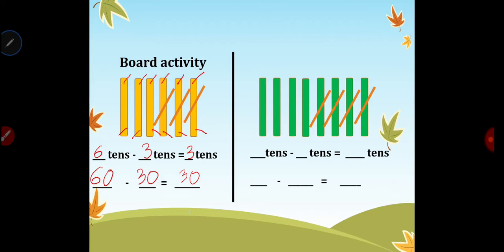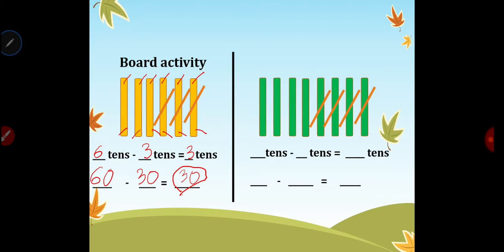Now let's read. We have 6 tens minus 3 tens is equal to 3 tens. In other words, we have 60 minus 30 is equal to 30. 30 here is the difference, or the answer. Now let's move on to the next part.